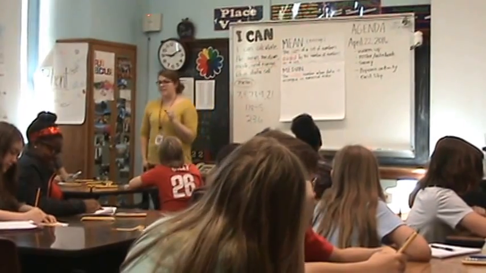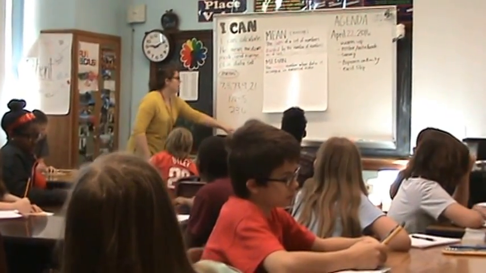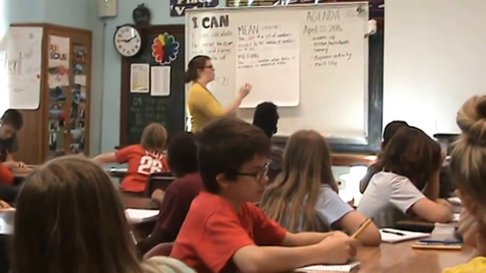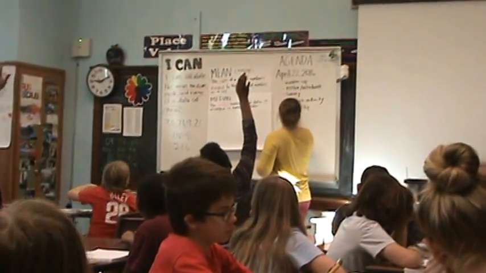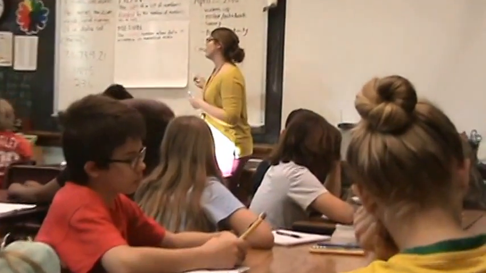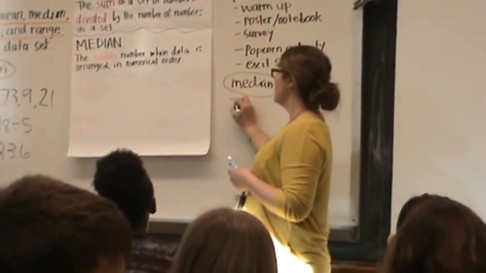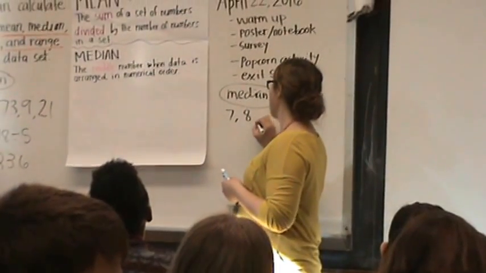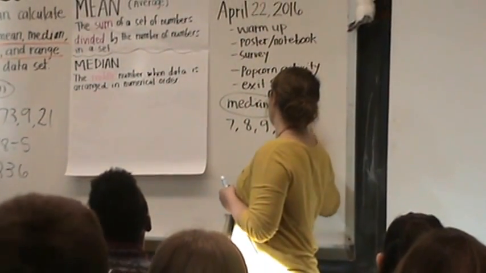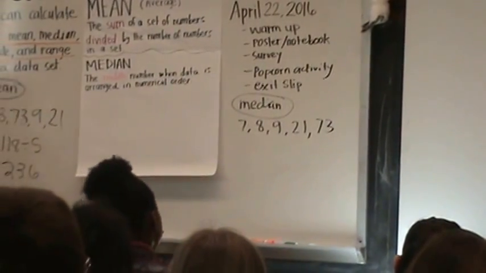We're going to use the same data set that we had before. Look at your data set and help me put it in numerical order. Who can raise your hand and help me put it in numerical order? Molly, put it in order. Seven numbers? Yes, the same set of numbers. Okay. 7, 8, 9, 21, 17. Alright. We are now in numerical order. It's in order from least to greatest.